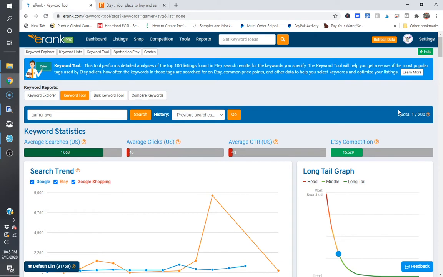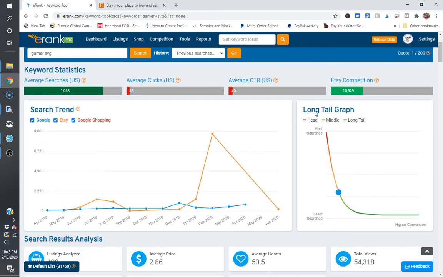I use the keyword tools on eRank and Marmalade fairly often, so I just decided to pay the $10 a month. I will be canceling eRank once I make these videos because I just find that Marmalade is much better for what I'm looking for. But for the case of all of you beautiful people, I'm going to eat the $10 for this month and show you the differences between the two platforms.